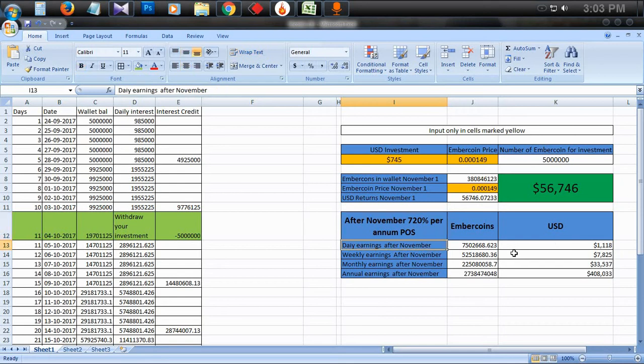This is only the interest part guys, I didn't include any compounding interest. Here I'm assuming that if you are withdrawing your returns on a daily basis, you'll be getting $1,118 per day for your $745 investment today. Weekly returns are also shown here, monthly returns are given, and annual returns are also shown. So I think this calculator will help you in making out how much returns you can make on Embercoin investments. So that's all, guys.